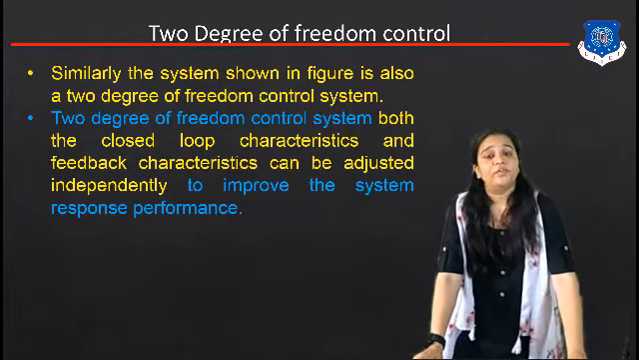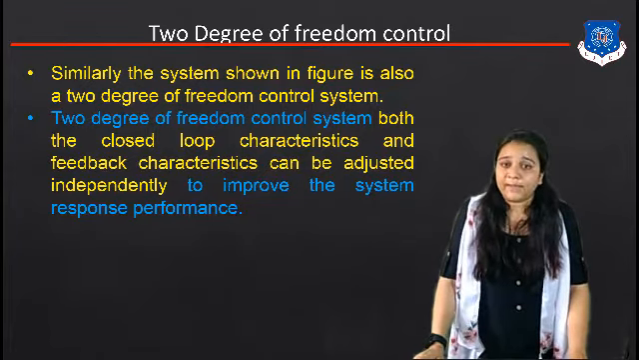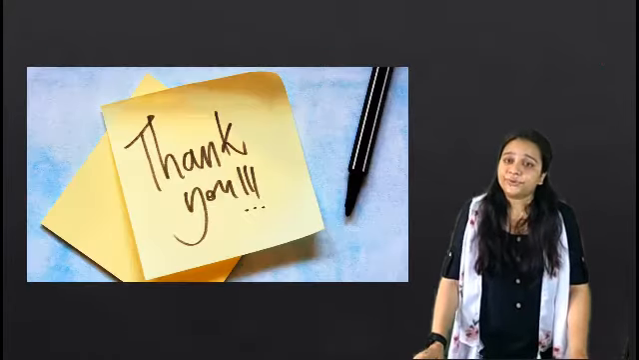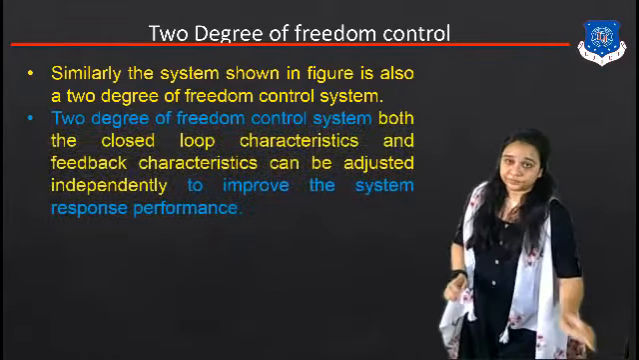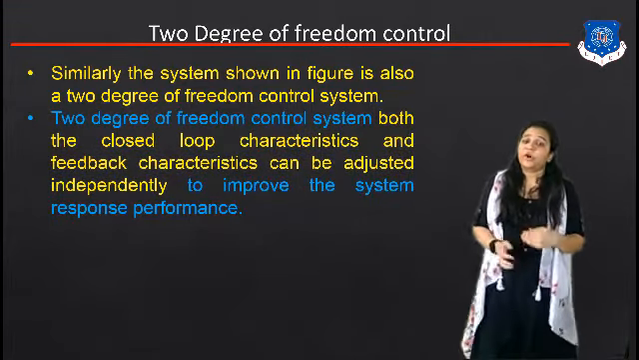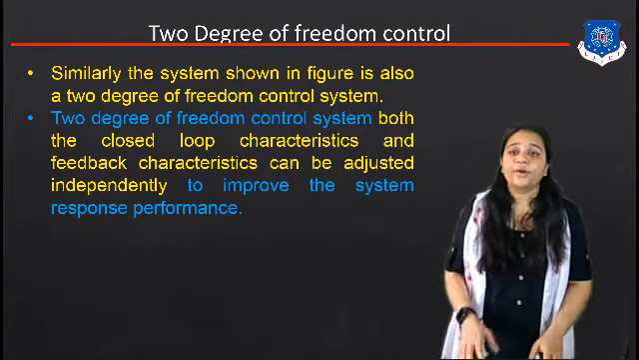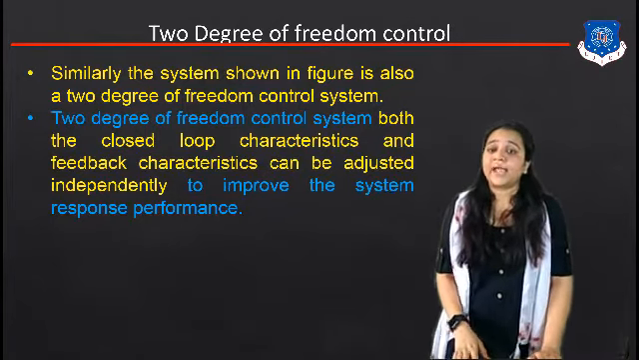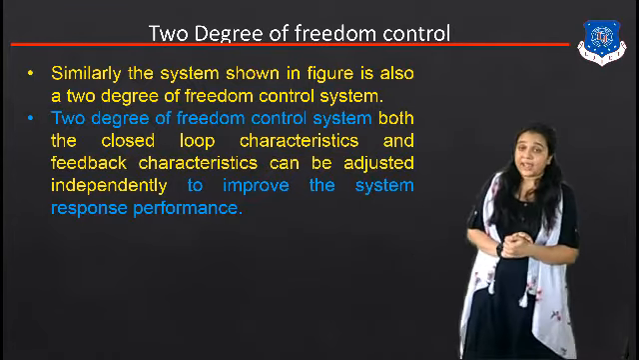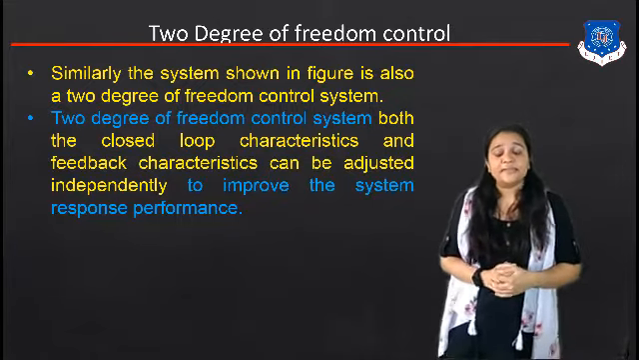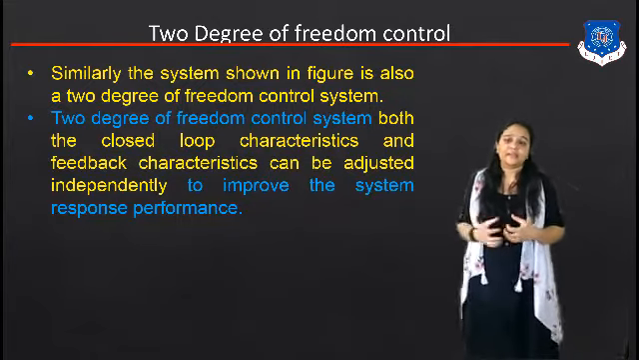Now in the 2 degree of freedom control system, both the closed loop characteristic and the feedback characteristic can be adjusted independently to improve the system response performance. Okay, so using the 2 degree of freedom control, we can improve the system response performance, because in the 1 degree of freedom control we cannot easily identify the system response. In that we know the value of the controller and the plant, so we can easily find the value of Gy by N and Gy by D.